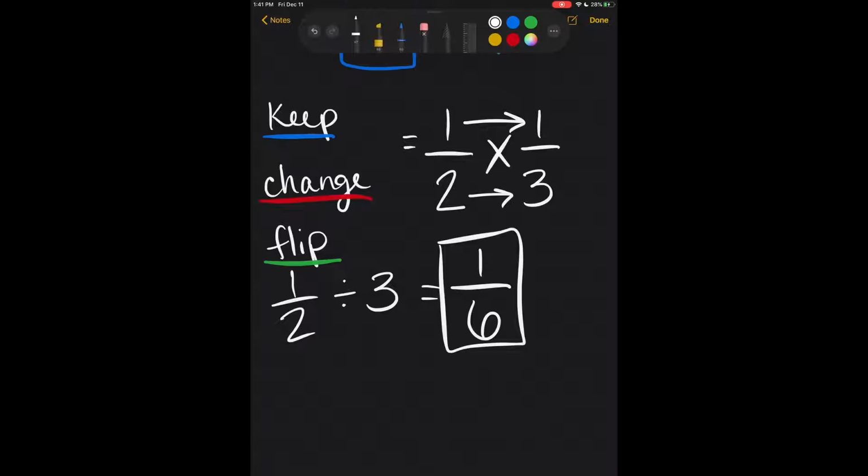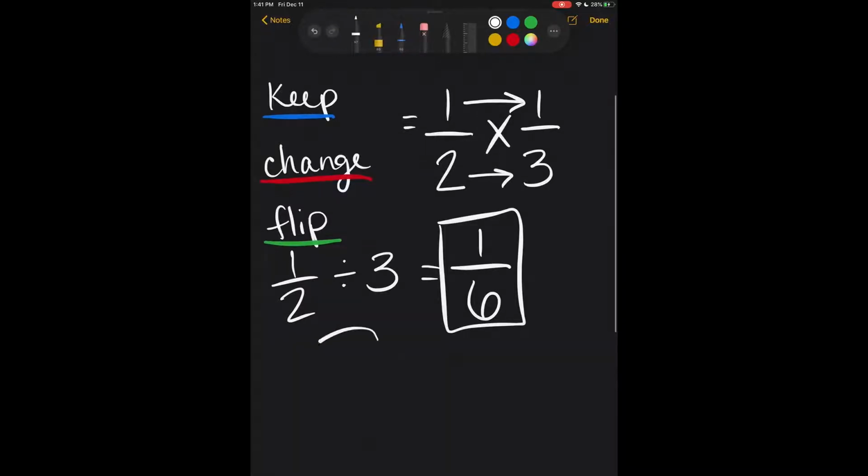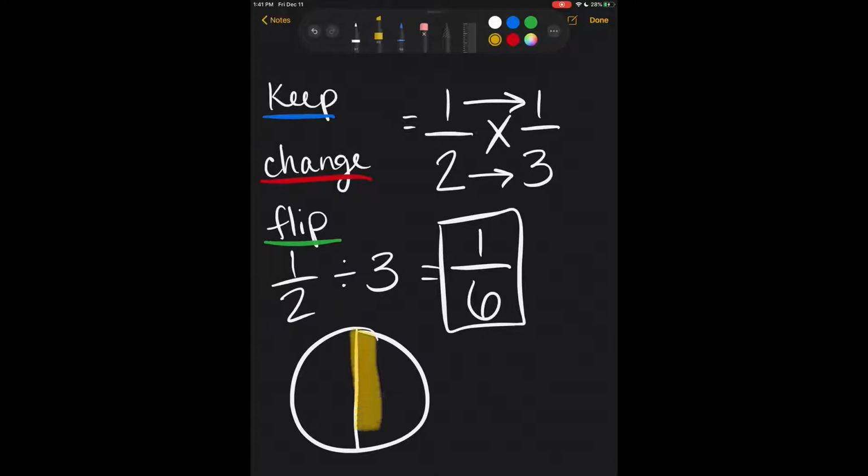Right? And when we did our models on Friday, we saw this. We saw that if I draw 1/2, I split it up into 3 pieces. Right? I have to do that to the other side too. Looking for just one. The value of that one piece is 1/6 because I have 1, 2, 3, 4, 5, 6 pieces. So the value of 1 would be 1/6.